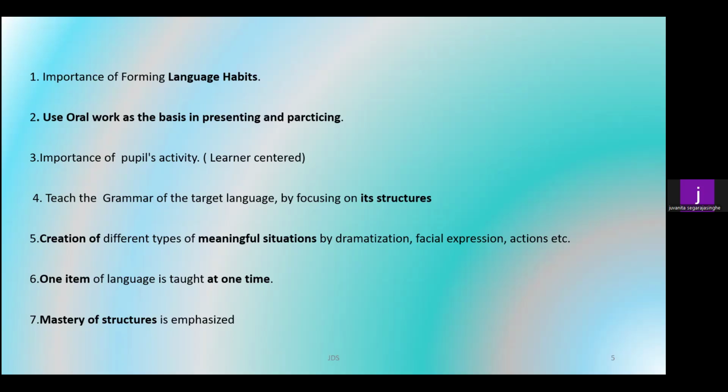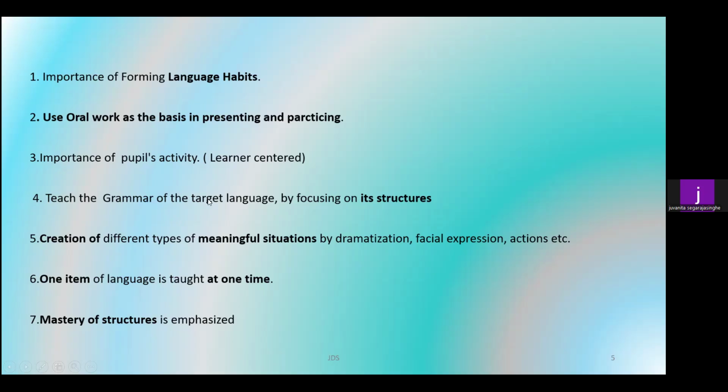We have to present the structure, drill it with the learners extensively, and the class should be a learner-centered classroom. The teacher will definitely be there as a facilitator, but the learners will be active. They will be drilling, they will be using the structures.